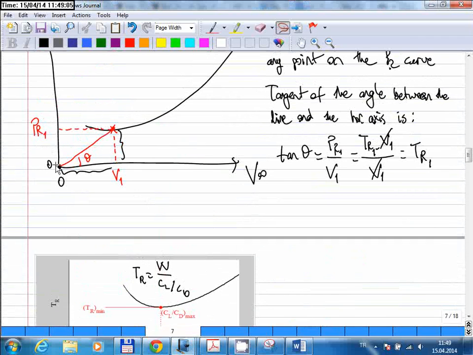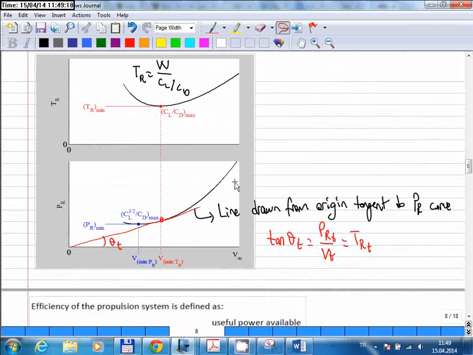Okay, so if you draw a line from the origin to the power required curve, then the tangent of the angle that line makes with the horizontal actually gives you the thrust required value. And if you think about this, the angle becomes minimum when the line becomes tangent to the curve. So this is the minimum possible angle you can have. So the tangent point corresponds to the minimum thrust required value, and if you go up to the thrust curve, it corresponds to this point, the minimum thrust required point.